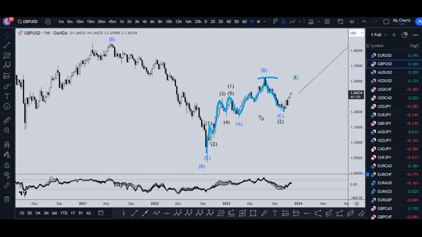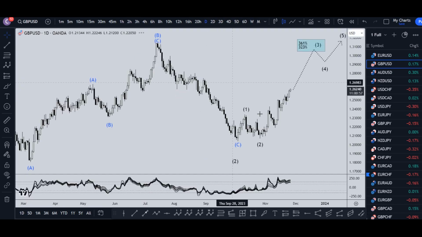I was going to call it an expanding flat, but an expanding flat should take out the low of wave A. So it's probably more like a running flat, and I think we're most likely in an uptrend right now, which I believe over the coming weeks and months is going to continue to make higher highs, higher lows, all part of a wave 3, probably a wave 3 of wave C like I was showing on the monthly time frame.